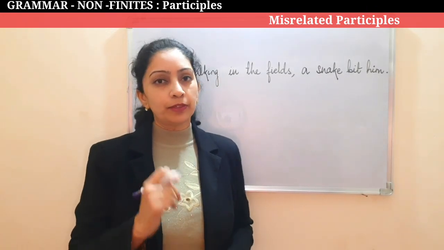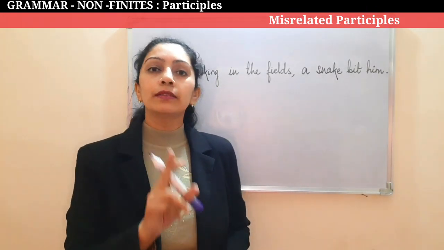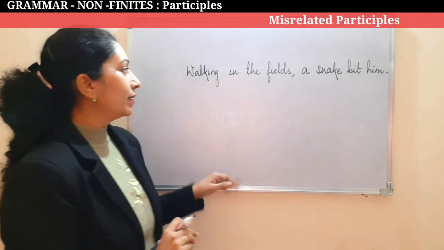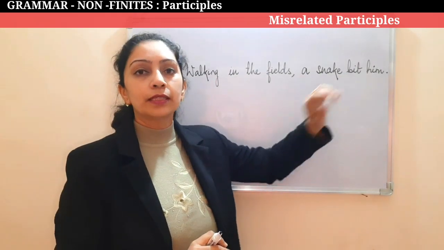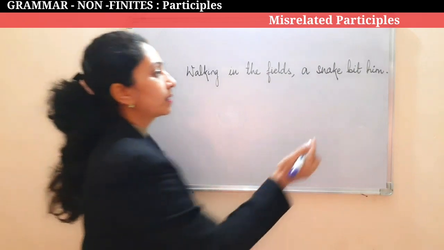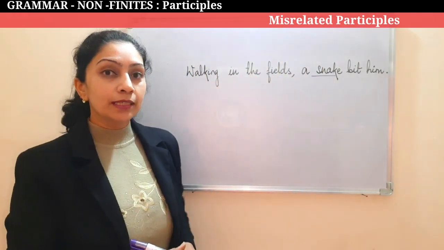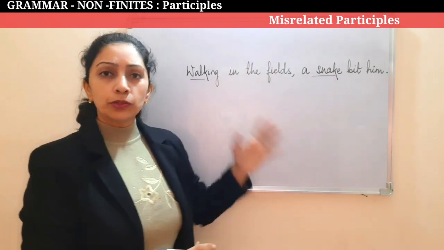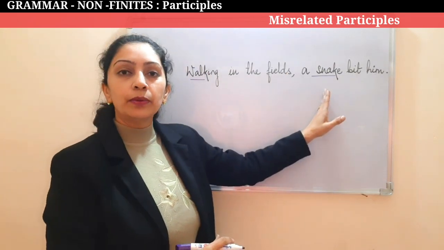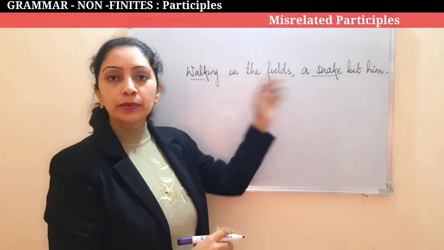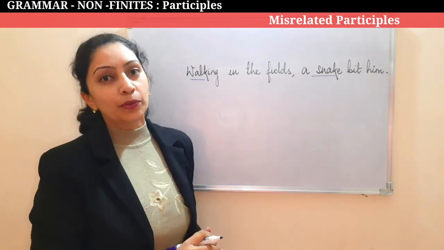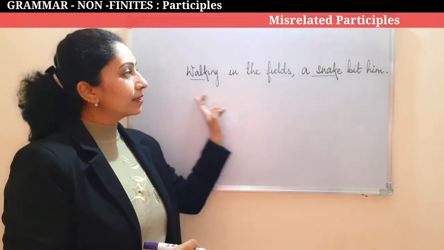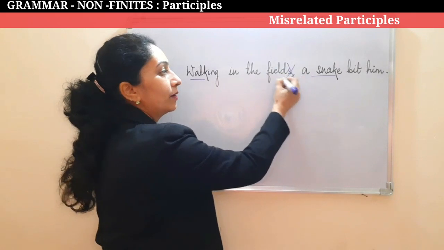A participle is said to be a verbal adjective, which means that it should qualify the noun or pronoun which comes before it, right? Yes. Look at this example. Walking in the fields, a snake bit him. Now what's the subject here? The subject is snake. But where is the participle? Walking. Now walking in the fields, a snake bit him. Do you think the participle is related to the noun here? Or is it actually qualifying the noun snake here in this sentence? No. When you have such a sentence, it is called a misrelated participle. And making a sentence like this is absolutely wrong.